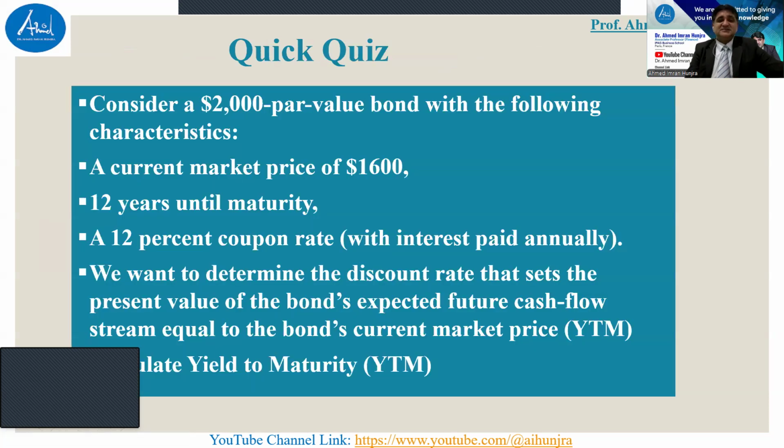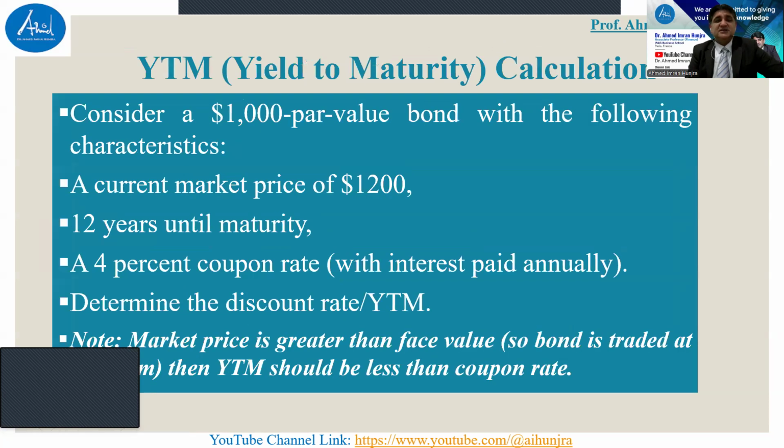Here we already discussed this example in the class. The market price is 1600 and its face value is 2000. The life is 12 years and its coupon is 12%, and we need to find YTM. We are already done with that, and we had the example in class. Now we have another example. The face value is 1000. The bond is traded at face value 1000, and today the market price is 1200. It means its buying price is 1200.